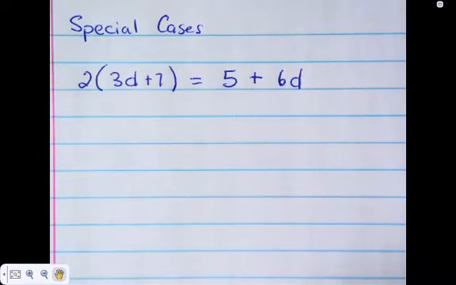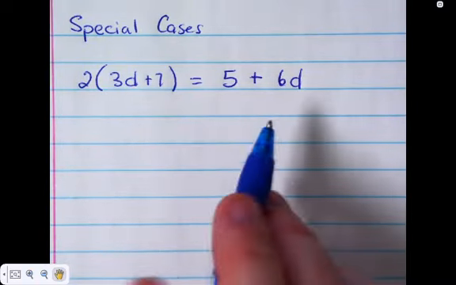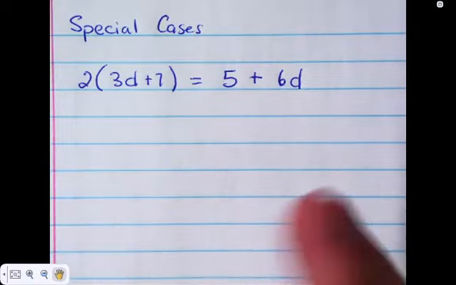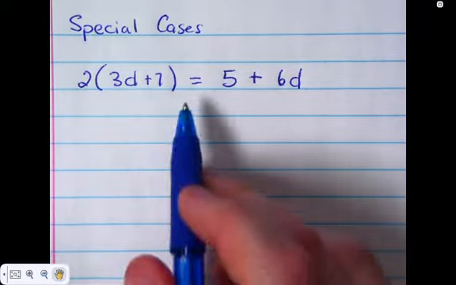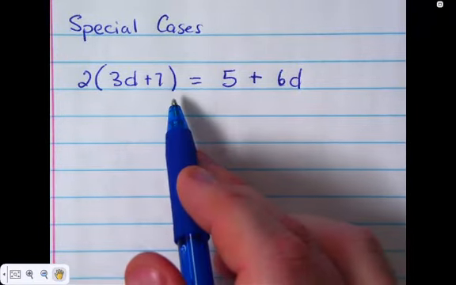Welcome back, everybody. Today I want to talk about some special cases we talked about fairly quickly in class today, when we have variables on both sides and what that actually means when we get to that point. So just like we talked about today, the first thing we want to do when we have our parentheses is to use the distribution property.